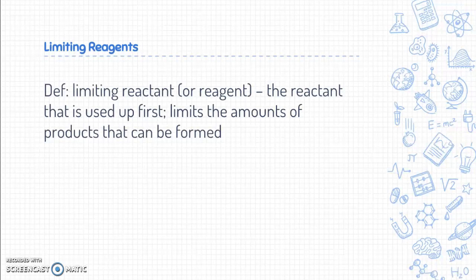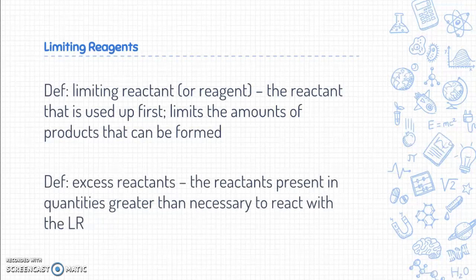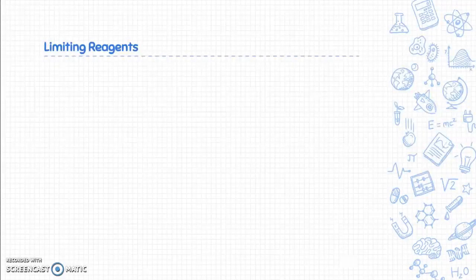It's kind of like the ingredient that you have the least amount of at home when you're following a recipe. Everything else is excess. The excess reactant or reactants are the reactants that are present in quantities greater than necessary. In other words, with that tungsten oxide and the hydrogen example, the hydrogen was the limiting reagent or reactant, and the tungsten oxide was in excess. Sometimes a problem will tell you that there's something in excess, and sometimes you have to figure it out.